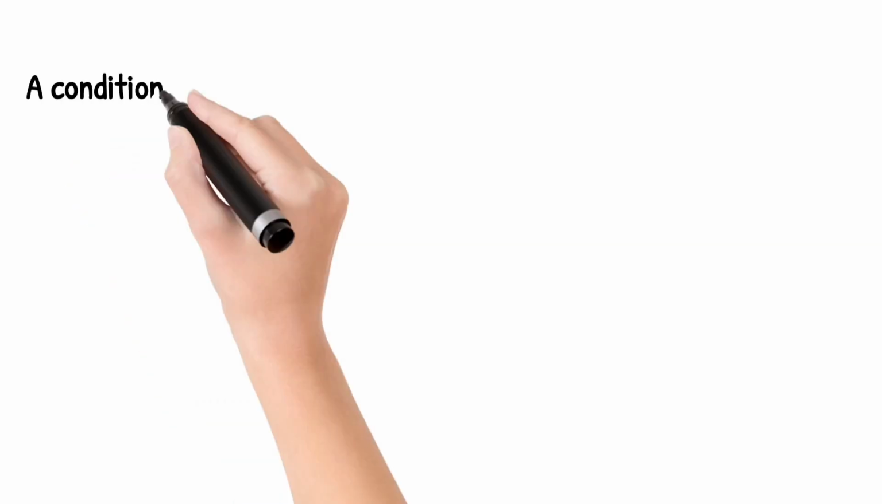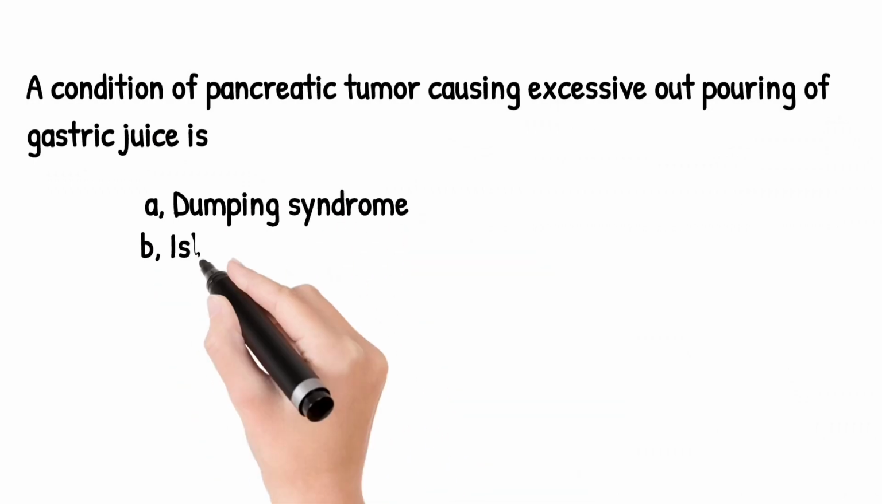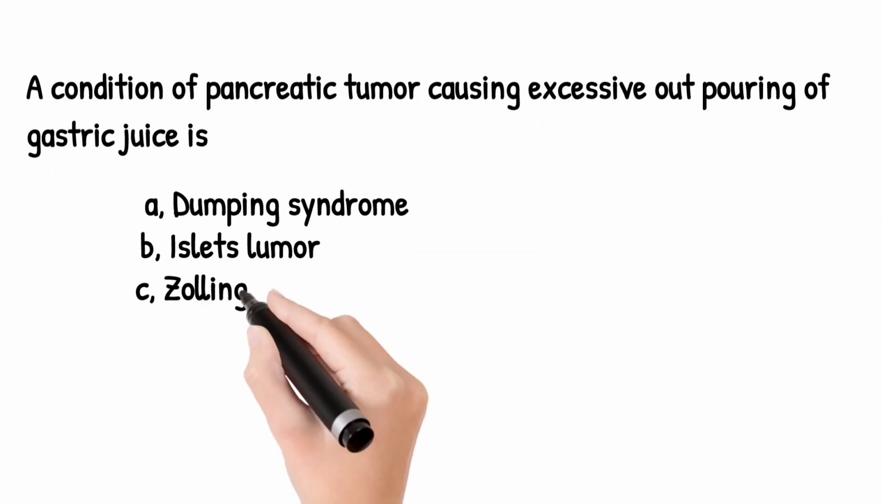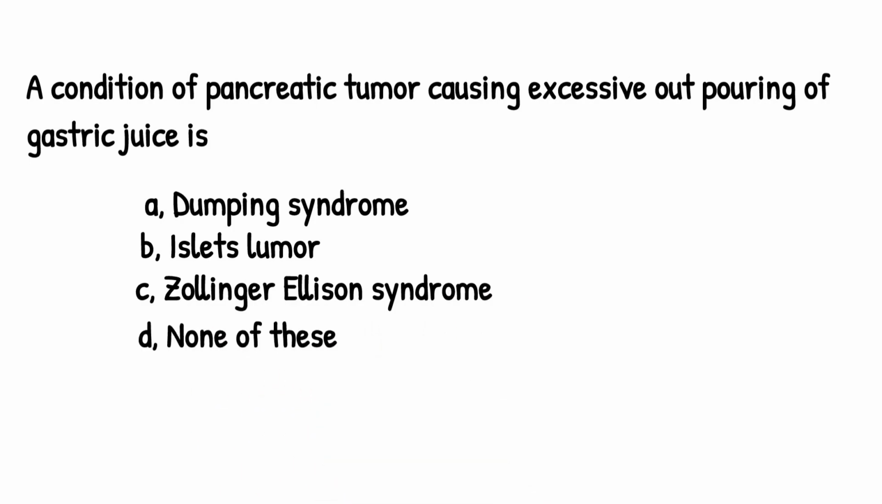Next question. A condition of pancreatic tumor causing excessive outpouring of gastric juice is option A, dumping syndrome. Option B, Ehlers tumor. Option C, Zollinger-Ellison syndrome. Option D, none of these. The answer is Zollinger-Ellison syndrome.